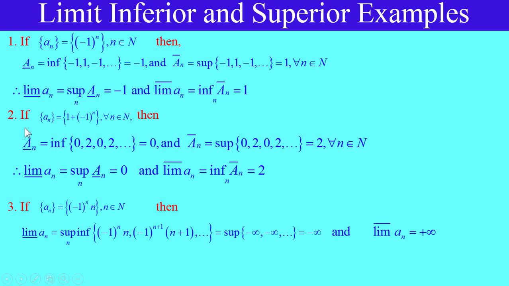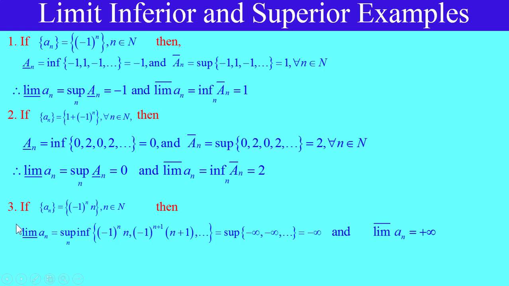Second example, if an is equal to 1 plus (-1)^n, n belongs to N, then lower bar an is equal to infimum of 0, 2, 0, 2, which is 0, and upper bar an is equal to supremum of 0, 2, 0, 2, which is 2 for all n belongs to N. Therefore, limit inferior an is equal to supremum over n of lower bar an, which is equal to 0, and limit superior an is equal to infimum over n of upper bar an, which is equal to 2.